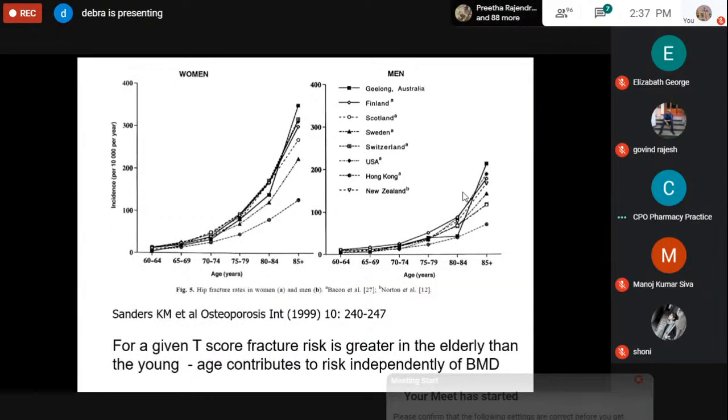This shows you a little bit more clearly across other countries and also by age. I use this to show that at age 70 for women, you can see that inflection point where, after the age of 70, their risk for hip fracture increases exponentially. For men, that occurs about a decade later, at age 80.